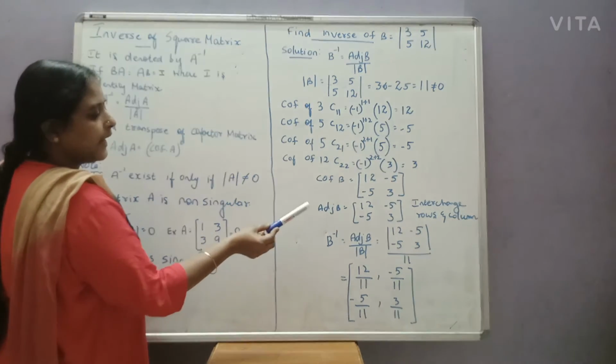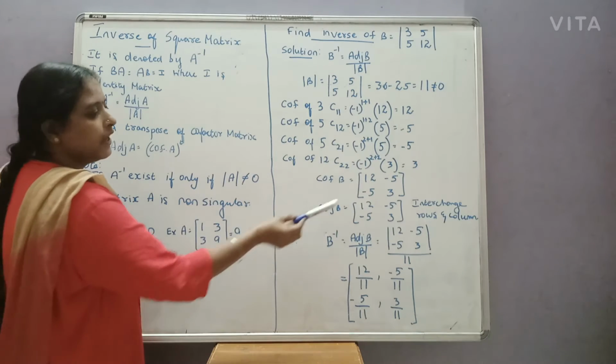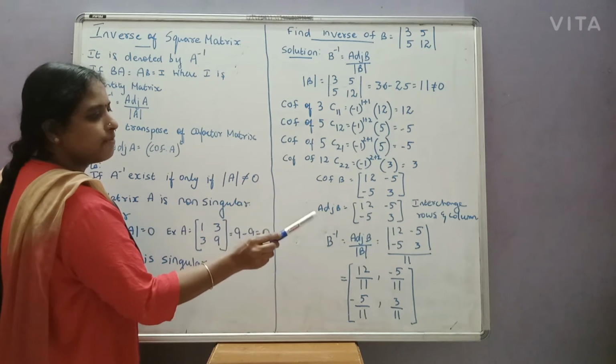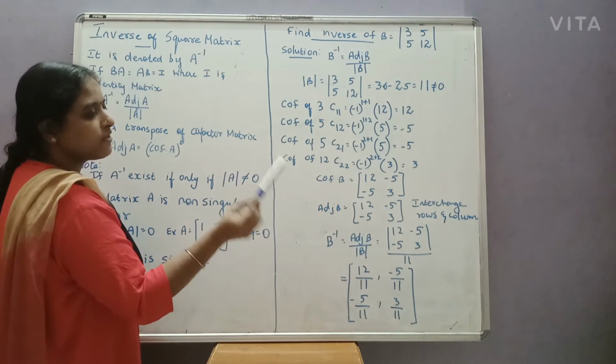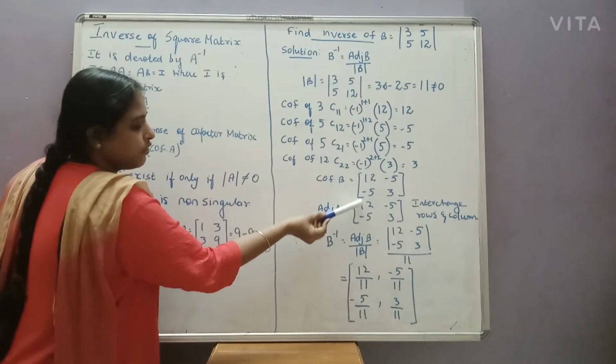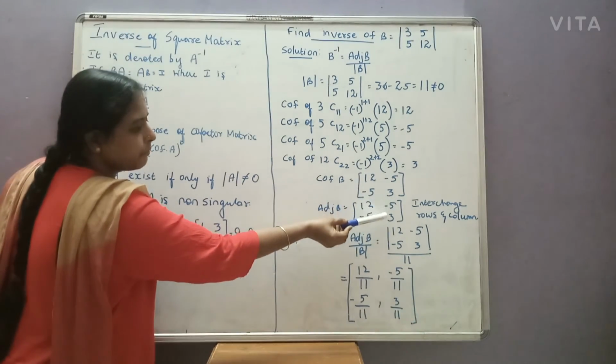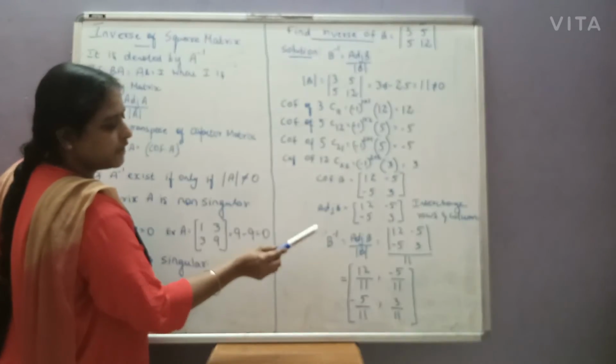Now we have to find adjoint B. Adjoint B is the transpose of the cofactor of B. Transpose means interchanging rows and columns. Now take rows. 12, minus 5 should become the first column. Minus 5, 3 becomes the second column. Minus 5, 3. Now substitute in the formula.